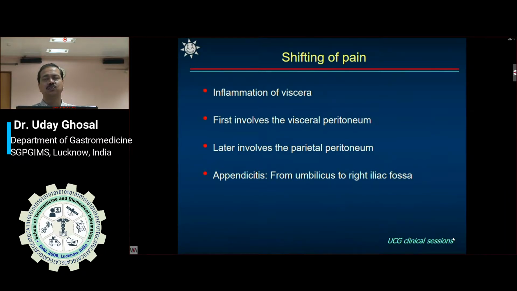In appendicitis, first it involves the visceral peritoneum lining the appendix. Because the nerve supply of the appendix is T9 to T10, you get the pain around the umbilicus first. And then later the appendicitis causes inflammation of the parietal peritoneum, and the moment the parietal peritoneum gets inflamed, your pain shifts from the umbilicus to the right iliac fossa. So that is shifting of pain.